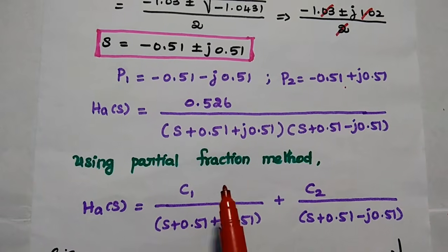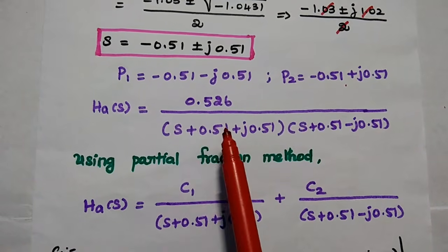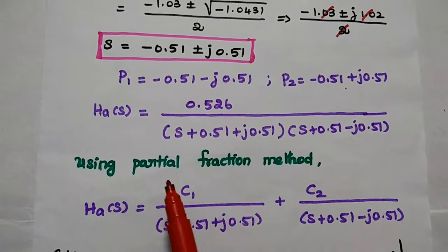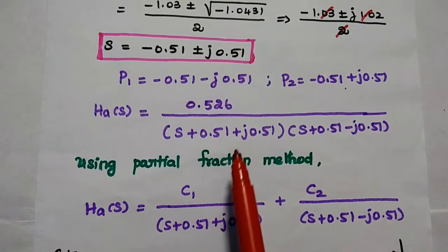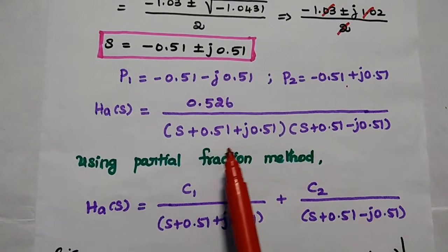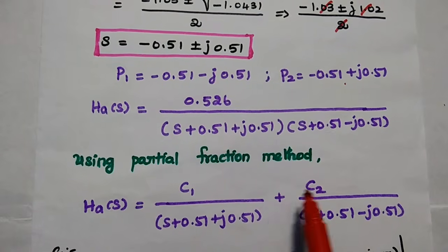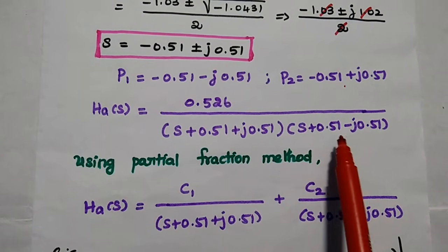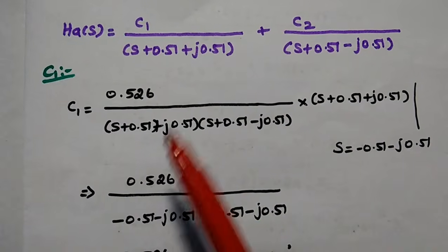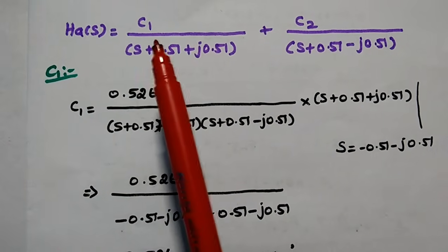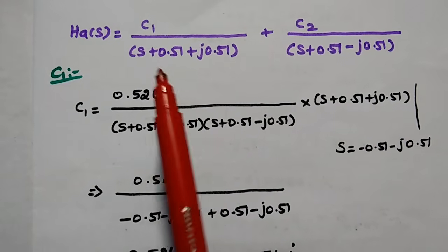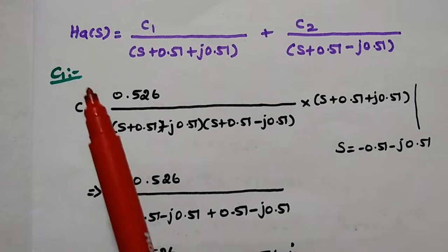Next, we are going to express this transfer function as the sum of single pole filters using partial fraction method. So here we can write this expression as C1 by S plus 0.51 plus j 0.51 plus C2 divided by S plus 0.51 minus j 0.51. Then we can obtain the values of C1 and C2 and substitute those values in this expression to get the transfer function, that is HA of S.